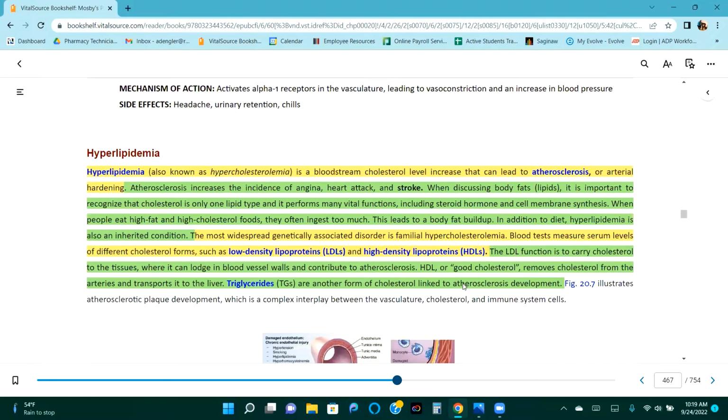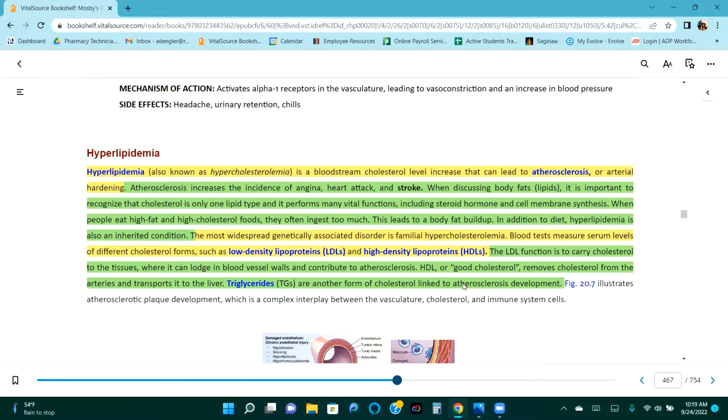Hyperlipidemia, also known as hypercholesterolemia, is a bloodstream cholesterol level increase that can lead to atherosclerosis or arterial hardening. Atherosclerosis increases the incidence of angina, heart attack, and stroke. When discussing body fats, it is important to recognize that cholesterol is only one lipid type and it performs many vital functions, including steroid hormone and cell membrane synthesis.